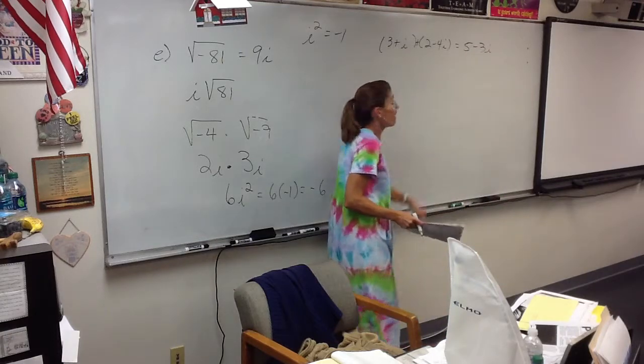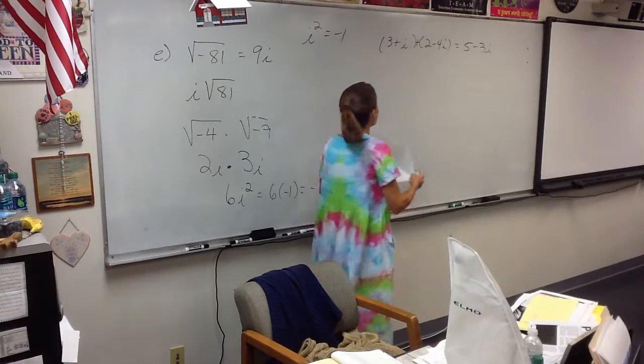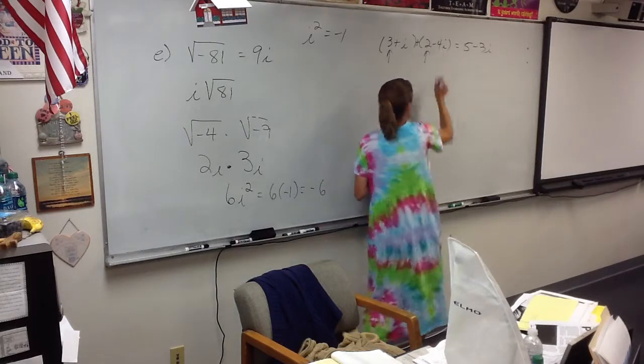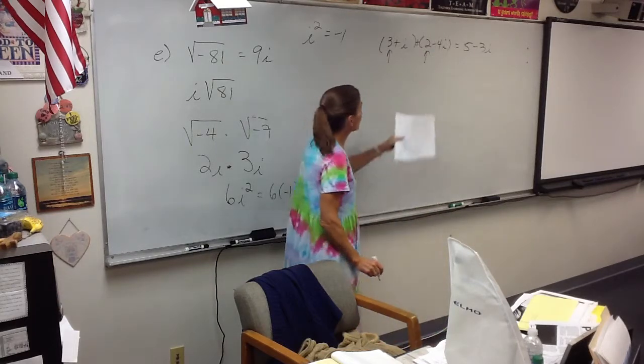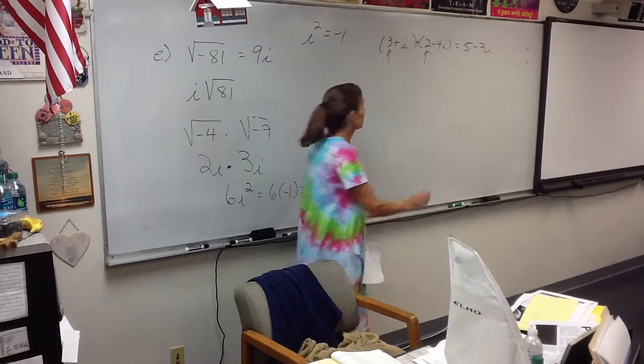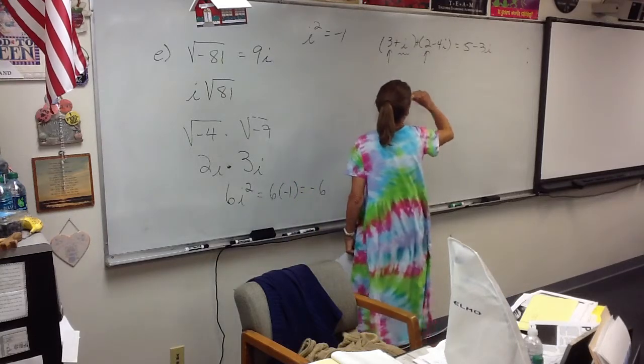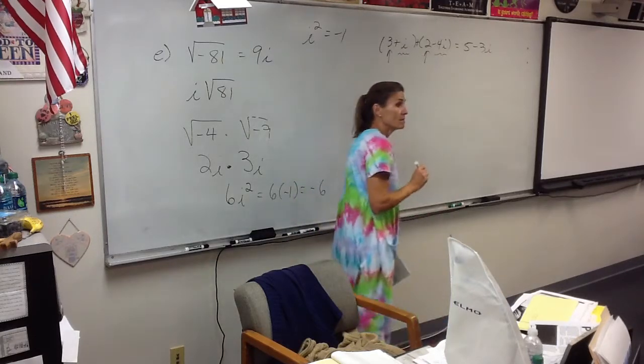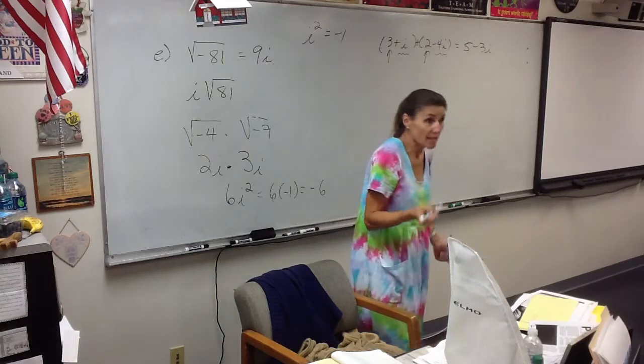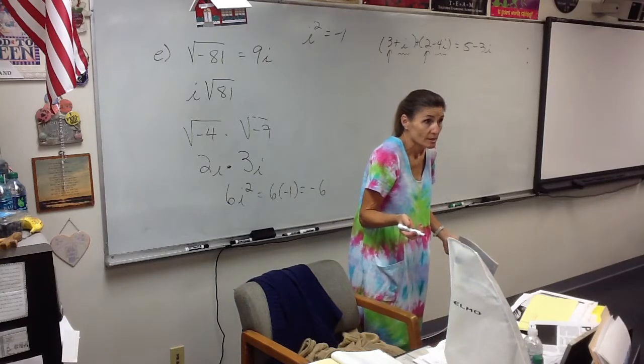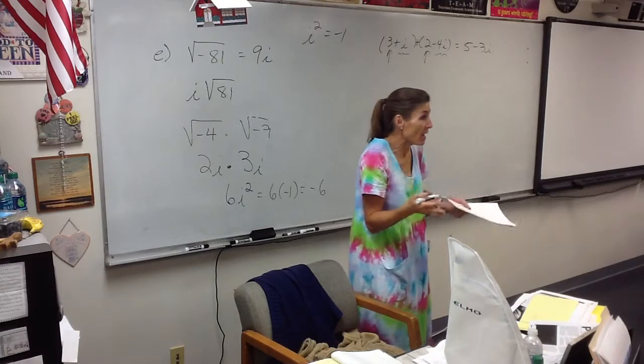Now, how did he get 5? He added the 3 and the 2. How did we get minus 3i? We added the i and the negative 4i. This is the same as collecting like terms. You just add the numbers together, you add the i's together.